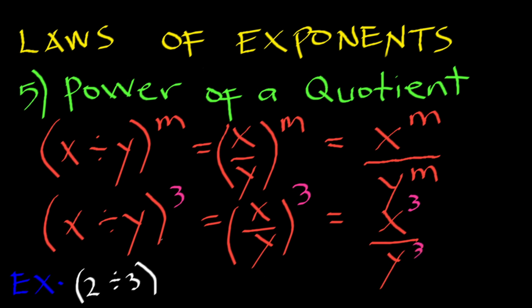For integers, we have 2 divided by 3, quantity raised to 3, which is also 2 over 3, quantity raised to 3, equals 8 over 27. So, shinortcut na natin yung 2 cube over 3 cube.